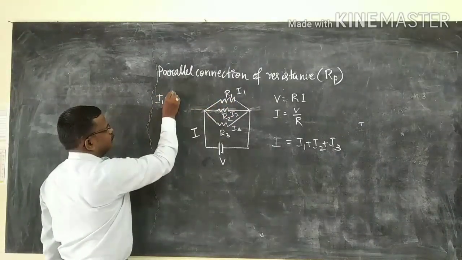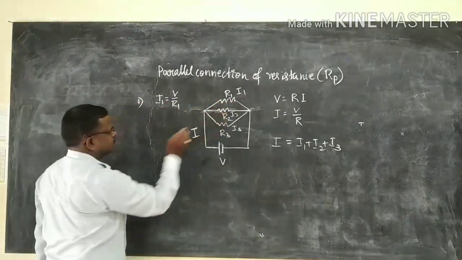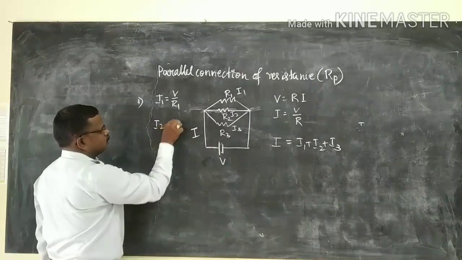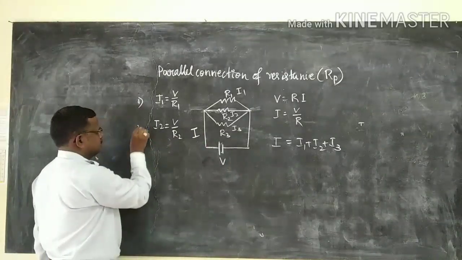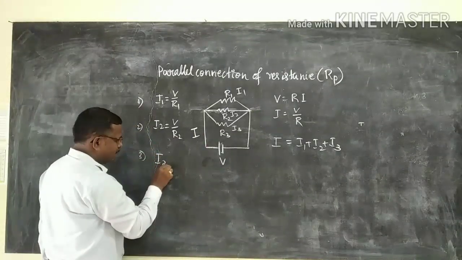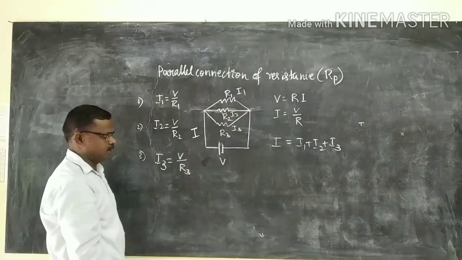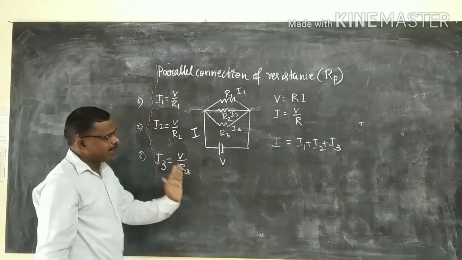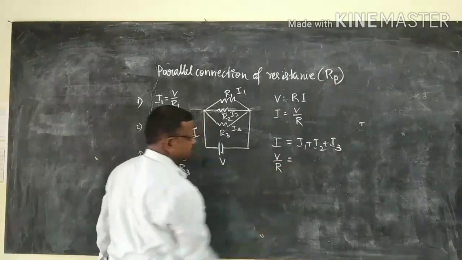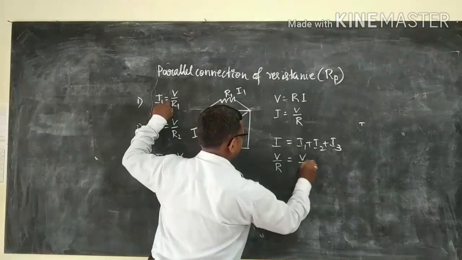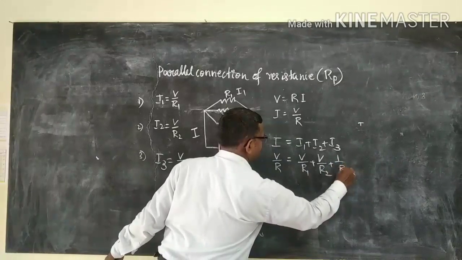I1 is equal to V by R1 here in the first case. Here in this case I2 is equal to V by R2. Am I right? In the third case, I3 is equal to V by R3. Am I right? Yes. If you substitute the values, I is equal to V by R1 plus V by R2 plus V by R3.